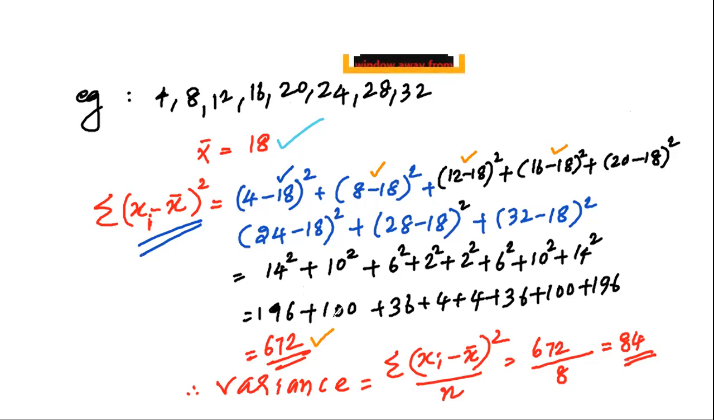You can see when you are simplifying, it will become 14 square, 10 square, 6 square, 2 square, etc., up to 14 square again. So totally, if you're adding, you'll be getting 672. We know that the formula for finding the variance of ungrouped data is sigma xi minus x bar all squared divided by n. So xi means each observation, right? So the value is 672 divided by 8, which is equal to 84. So like this, we have to find the variance of ungrouped data. Try to understand.